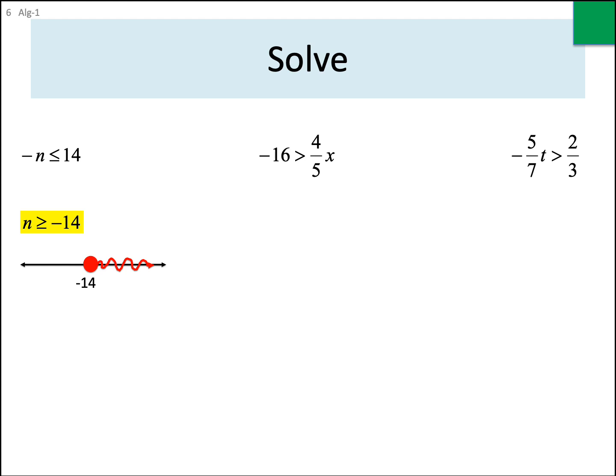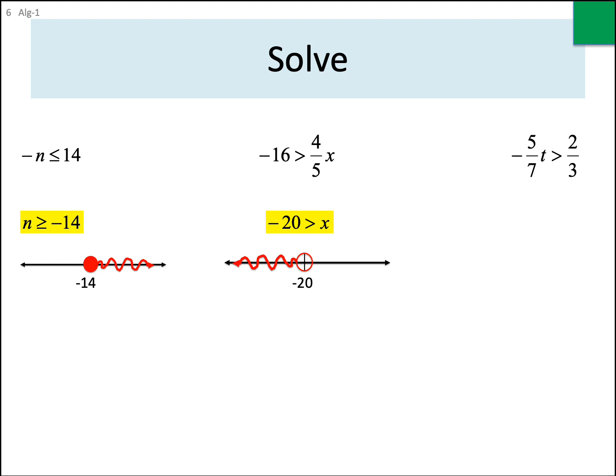The second one, we're going to multiply both sides by 5/4, so we don't need to flip the inequality. So let's see, that would be what? Open circle, shade right, because if you read it from variable to number, it says x is smaller than -20.